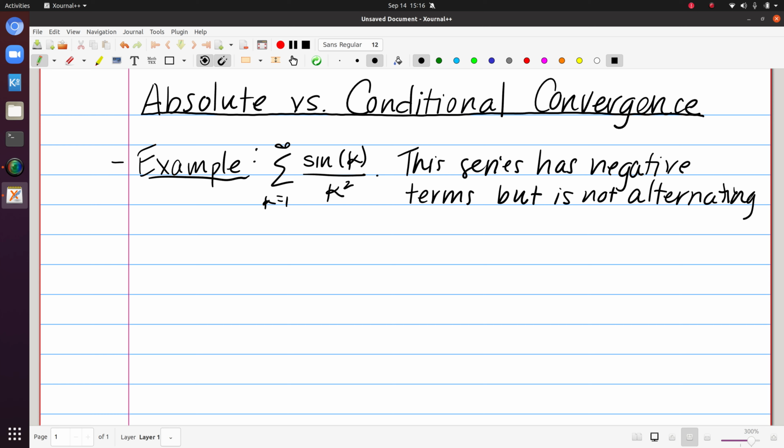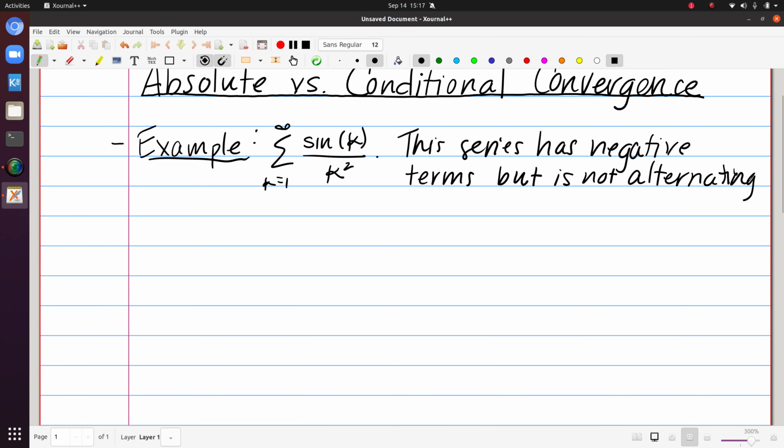The terms approach zero, so that rules out the test for divergence. It's not geometric, it's not telescoping, so we're kind of getting to a point where nothing we've seen thus far actually applies for this. So when we encounter series that have negative terms, a new thing that we can start to think about potentially applying is what's known as the absolute convergence theorem.